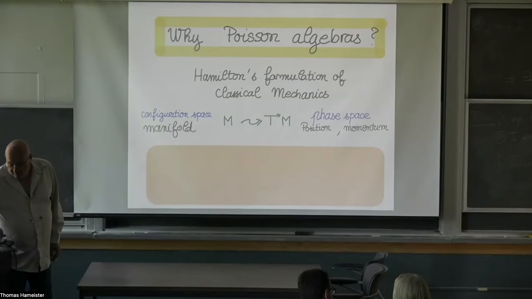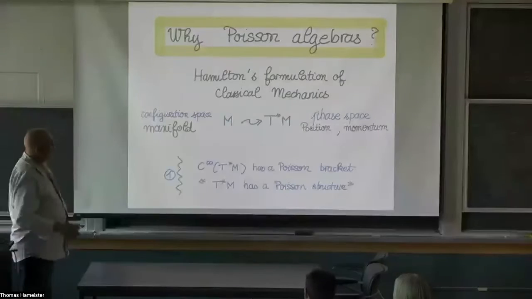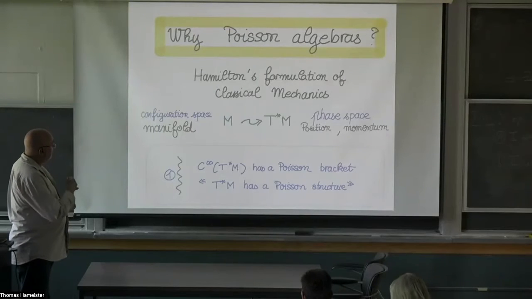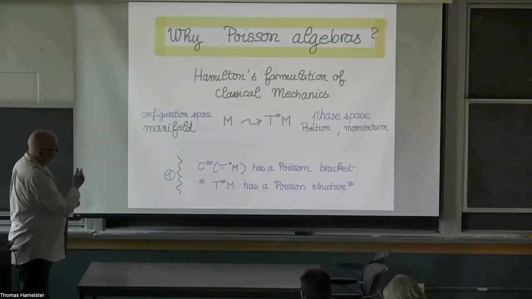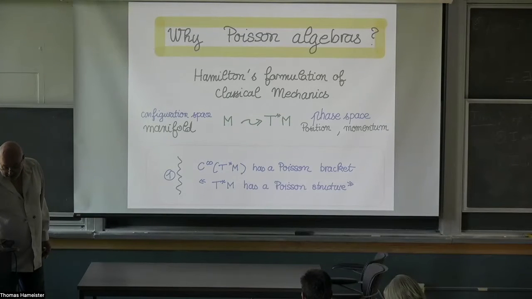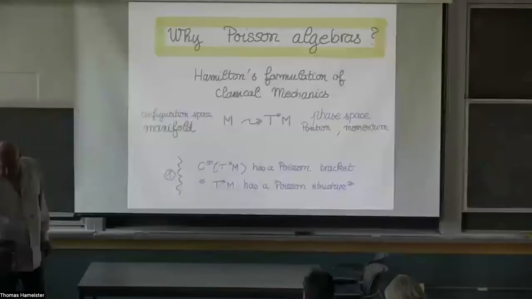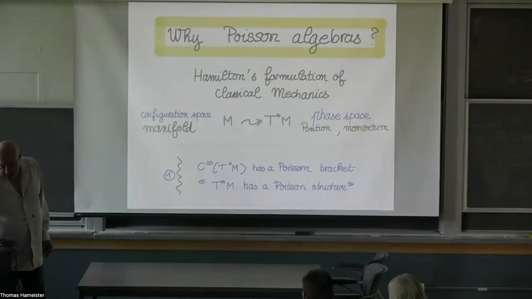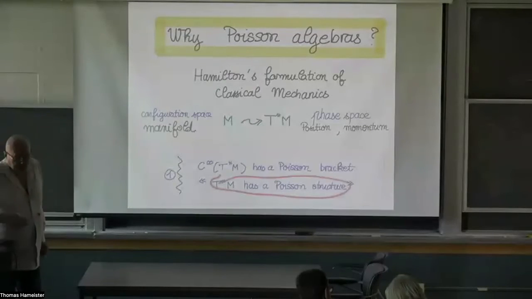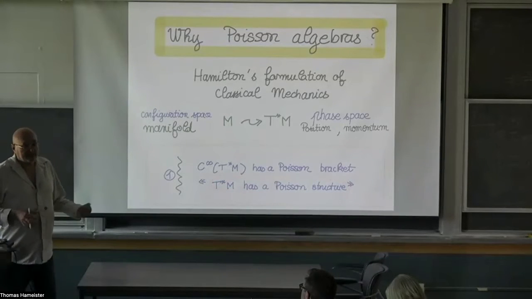And the way to formulate Hamilton's equation is to show that actually this specific commutative algebra has a Poisson bracket. And we usually say that the cotangent bundle has a Poisson structure.